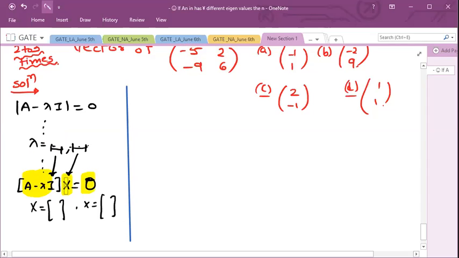Now we are going to solve for this x, for the homogeneous system of linear equations. After solving that x, you will get one x for each eigenvalue. That means for the first eigenvalue, you will get one eigenvector, and for another eigenvalue, you will get another eigenvector. So is it clear? This is the conventional method.